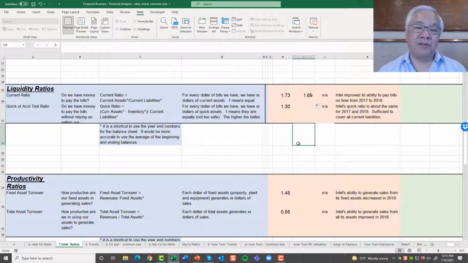So above 2, very safe. From 1 to 2, probably safe. Below 1, worth looking at just to make sure things are okay. Doesn't mean things are bad, just needs further review to make sure things are okay.